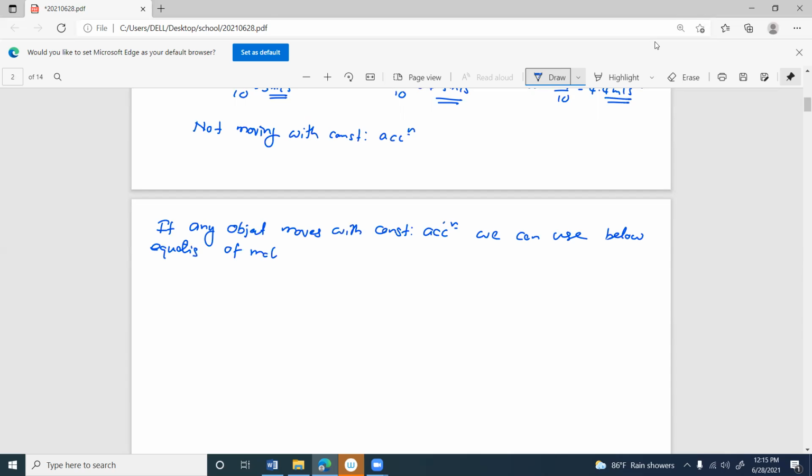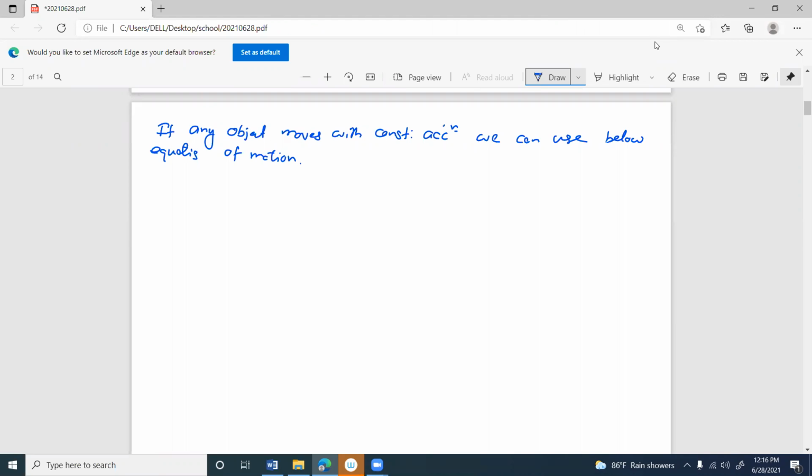But remember, you cannot use these ones if the object is moving with a varying acceleration. That one you have to keep in your brain thoroughly. These formulas are only valid if the object is moving with a constant acceleration.